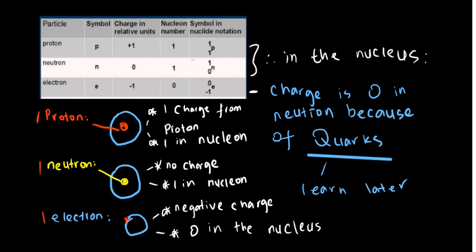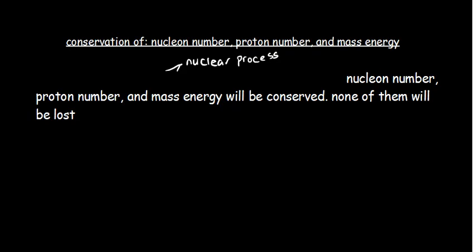Anyways, I'm gonna continue. So now I'm gonna talk about the conservation of nucleon number, proton number, and mass energy during a nuclear process equation. So a nucleon number, a proton number, and mass energy will be conserved, and none of them will be lost during a decay.